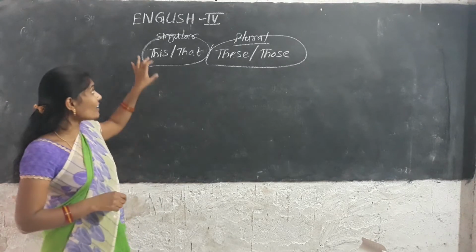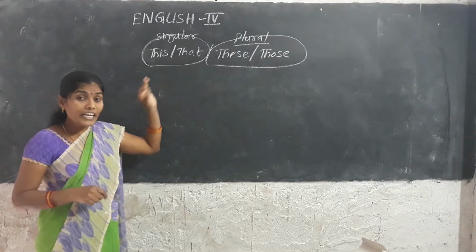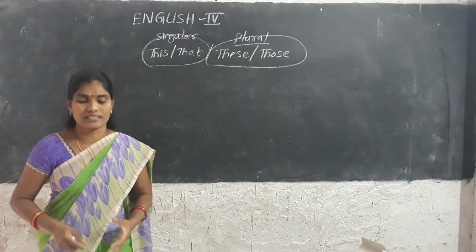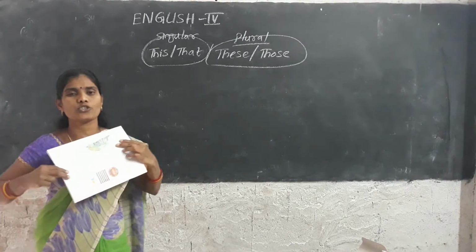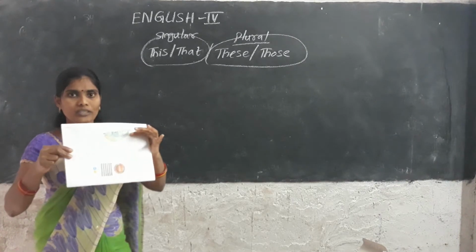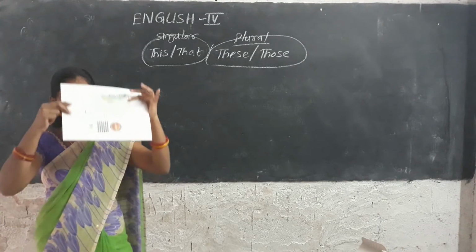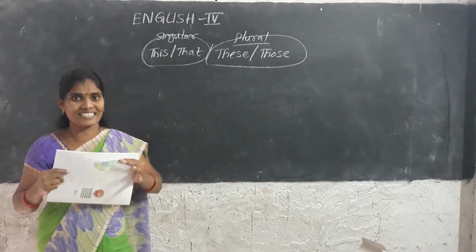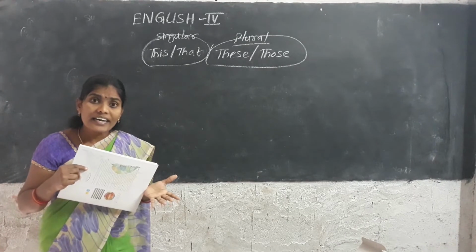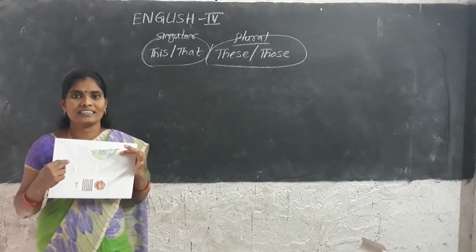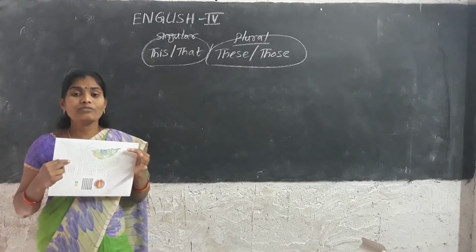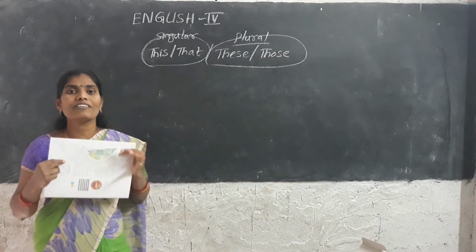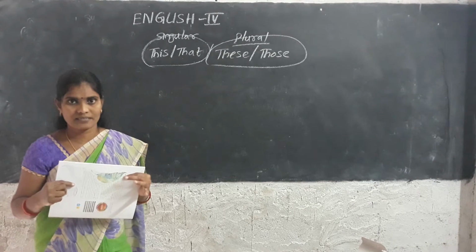And when do we use this? If the thing is near to us, here a book is there, it is near to me. This is my book. I will say this. Why? It is very near to me. If they are near to us, we have to use this.